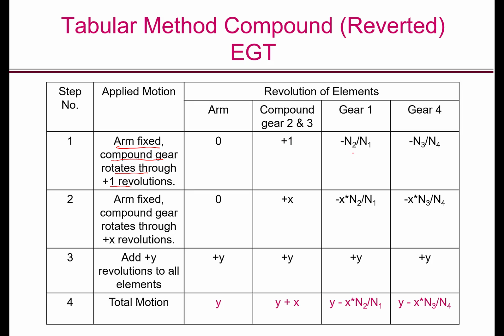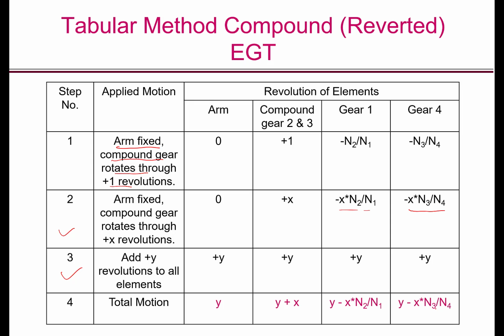Then from the previous slide we saw the rotation of gear 1 is minus N2 by N1 revolutions, and the rotation of gear 4 is minus N3 by N4 revolutions. So if the arm stays fixed and we apply plus x revolutions to gear 2 and 3, we get minus x times N2 by N1 here and minus x times N3 by N4 here. Now again, we add plus y revolutions to all the elements, which is shown in this row here. And then we sum up rows 2 and 3 to get the total motion. So the total motion of the arm is y, the compound gear 2 and 3 is y plus x, gear 1 is y minus x N2 by N1, and gear 4 is y minus x N3 by N4.